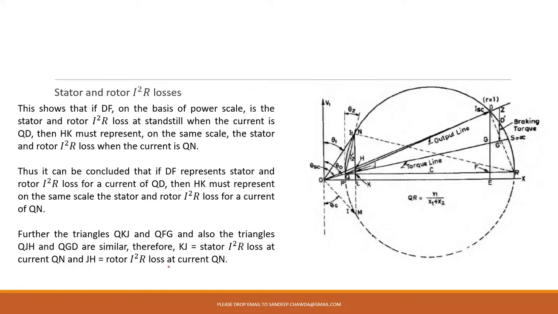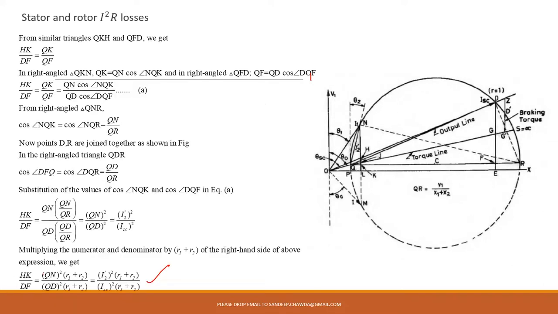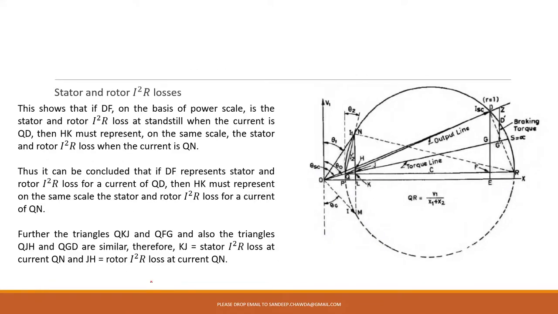So what exactly is it indicating? What we have done, this HK and DF, we got this value. It is indicating, if we are saying this DF is the stator and rotor I square R loss at standstill, when the current is QD, at that time this DF is representing stator and rotor I square R loss at standstill condition.